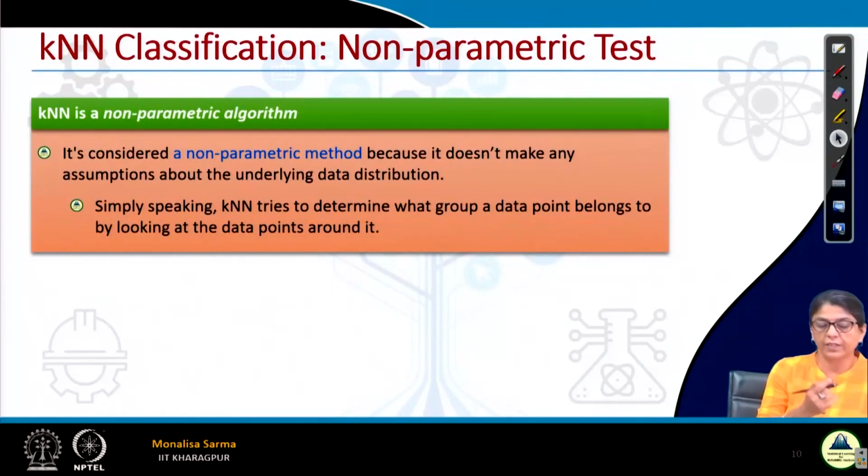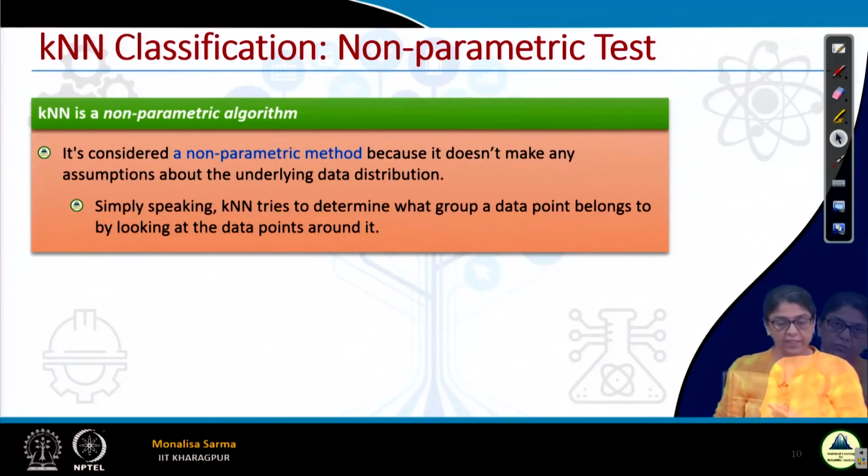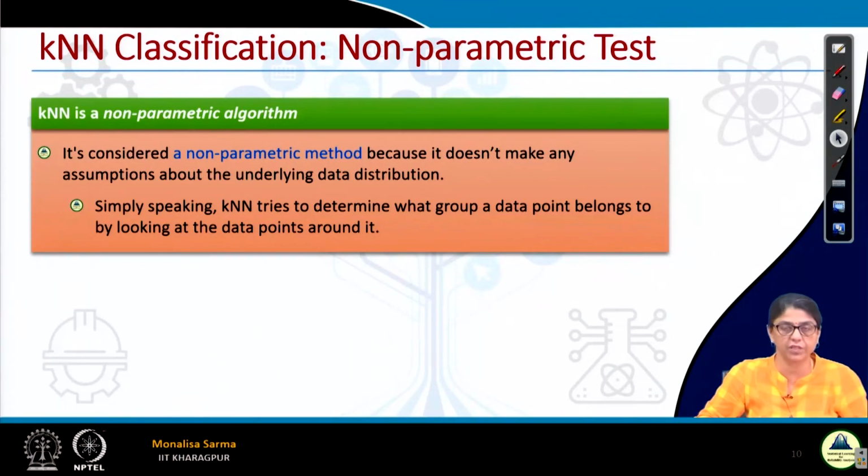Now, KNN is also a non-parametric method because it does not make any assumption about the underlying data distribution. Why is it considered non-parametric? When we consider a parametric method, we have certain assumptions about the underlying data, that this data has to belong to a certain distribution. Here, KNN is very much non-parametric. You don't have to bother about the distribution of the input data, that is, the attributes of the different tuples.